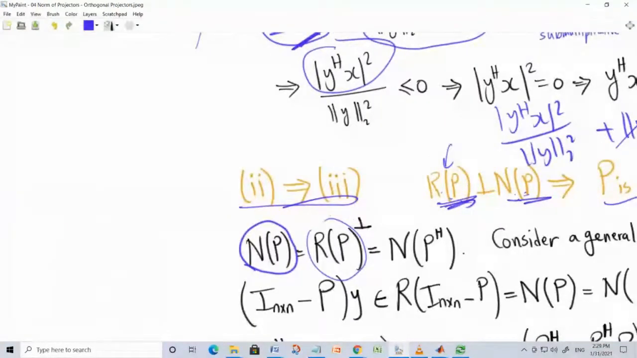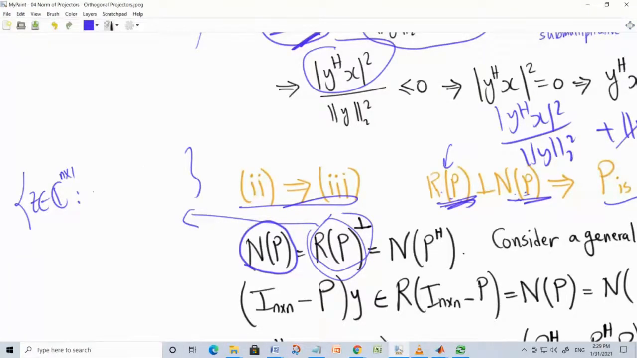Okay, so what is this set? This is the set of the vectors in the n-dimensional space such that they are orthogonal to the columns of P.